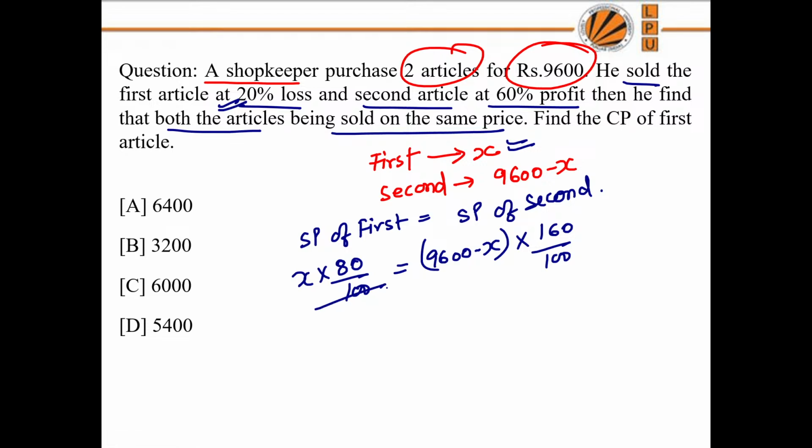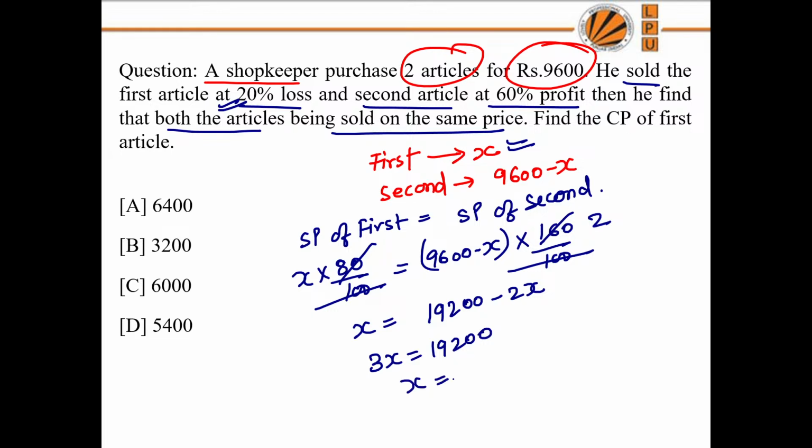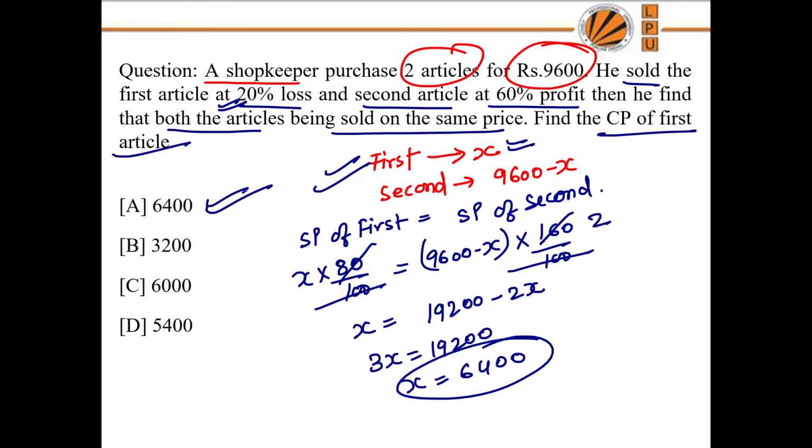Now if you cancel it, 100 will cut, and this is 2. So X is equal to 19200 minus 2X. From here 3X is equal to 19200 and X is equal to 6400. That is the price of the first article, and that is only what is asked in the question. So the answer for this question will be option A.